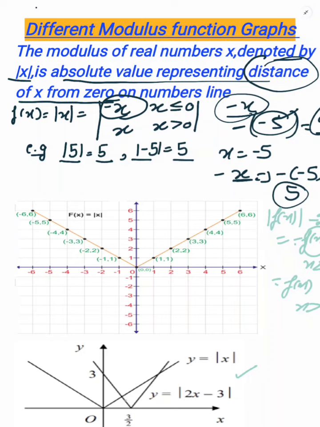This graph, the line which is V in shape, will touch the x-axis only if we put a value of x for which y becomes 0. For example, we have 3/2 here for which y becomes 0. Only at that point it will touch the x-axis. At all the remaining points it will be a straight line.